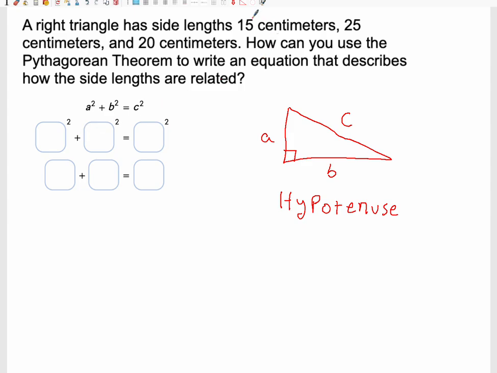And so even though they don't label 15 and 20 as the legs, I know they have to be the legs because they're the two shorter sides, the two smaller numbers. So 15 squared plus 20 squared should equal 25 squared. Well, 15 squared is 225. 20 squared is 400. And guess what 25 squared is? 625. Exactly. Okay? So it's true. That means this is 100% for sure a right triangle, and the numbers work.